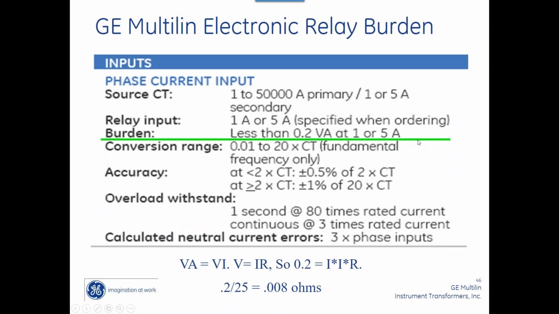Now, when you go to look at the protective relay, what do they tell me? They told me the burden's 0.2 VA. I don't want VA, I want ohms. So how do I get from VA to ohms? The way I do it is, I know that it's just I squared R, so 0.2 divided by R, and we assume the I is 25. So the new protective relays have 0.008 ohms approximately. Super, super low, which makes it great because I don't have to worry.